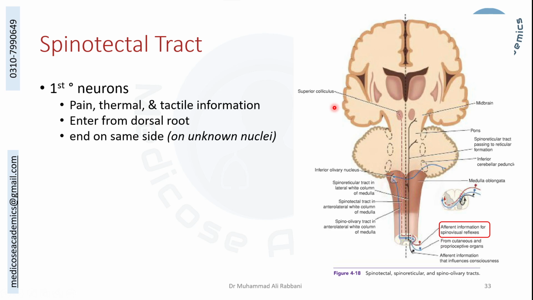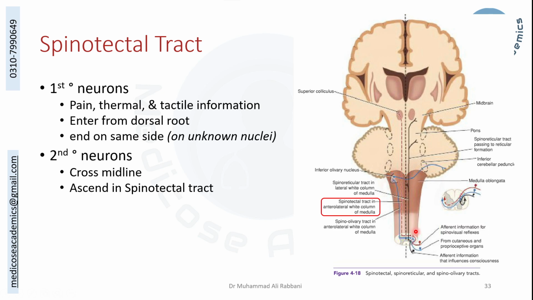It carries the information of pain, thermal, and tactile sensations, and the first order neuron has the peripheral processes near the receptors, dorsal root ganglion, enters the spinal cord, and ends on the same side. The second order neurons that are synapsing with these axons are unknown, and otherwise they are present in the dorsal root. So after synapsing, the axons from the second order neurons cross the midline. After crossing the midline, they travel up in the anterolateral white column until they reach all the way up in the midbrain.